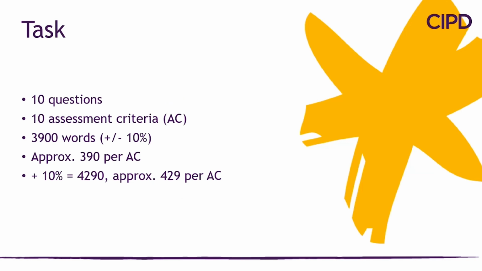This assessment contains 10 questions that assess 10 assessment criteria, also referred to as ACs. The overall word count for this assessment is 3,900 plus or minus 10%. To ensure full coverage of all ACs, this means approximately 390 words can be allocated to the answer for each AC. The extra 10% allows up to around 429 words per AC.